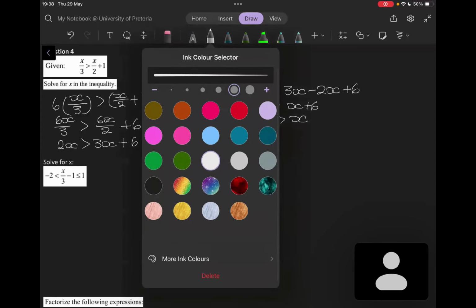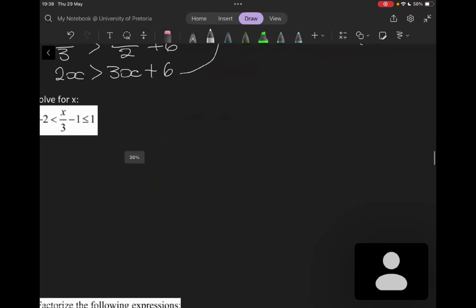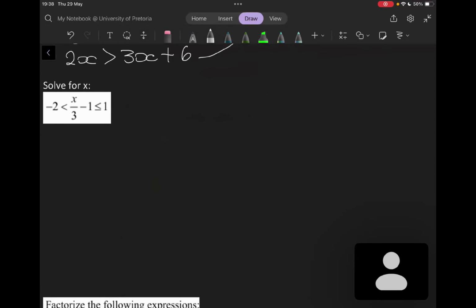When it's asking us to solve for x, we have to isolate the x. That is the goal, right? So let me write this down over here. We have negative 2 is less than x over 3 minus 1, which is less than or equal to 1. We want to isolate our x, so we have to do whatever necessary to this center over there.